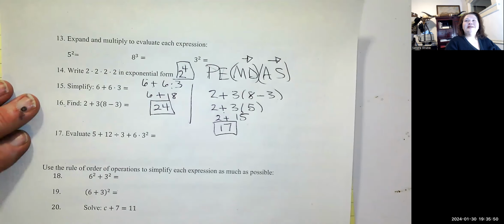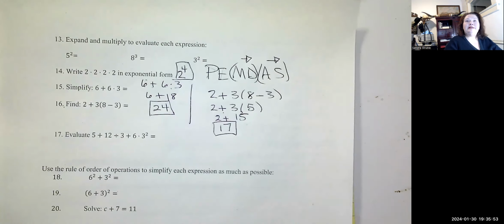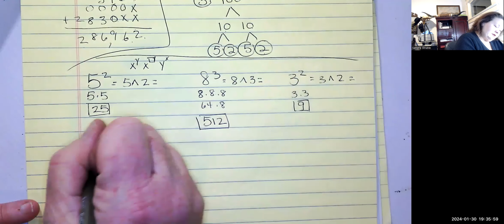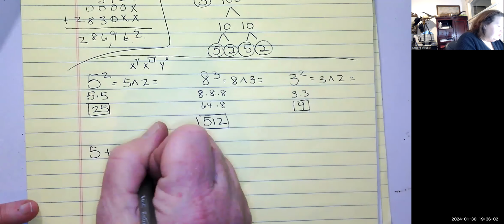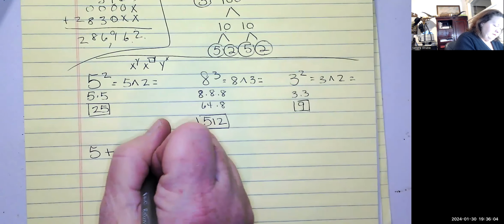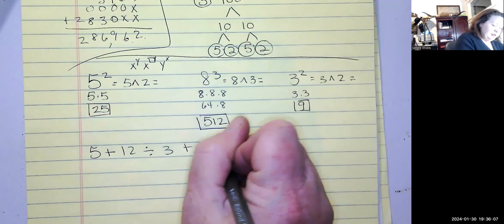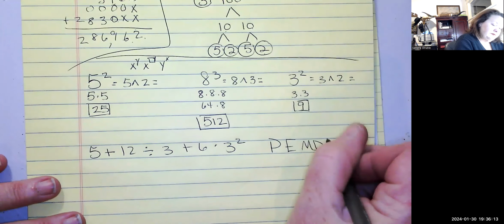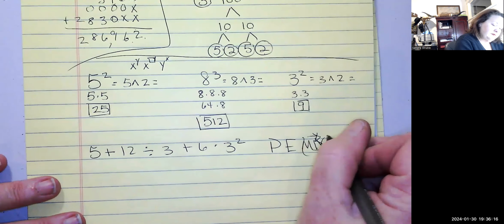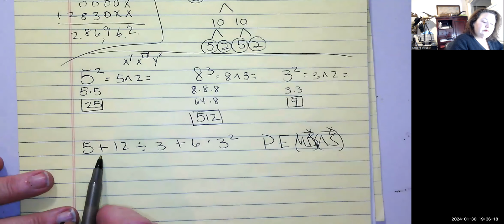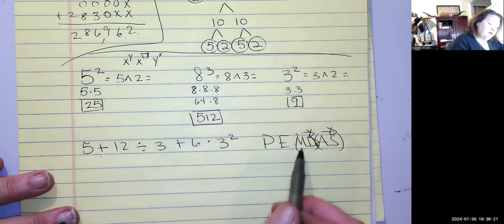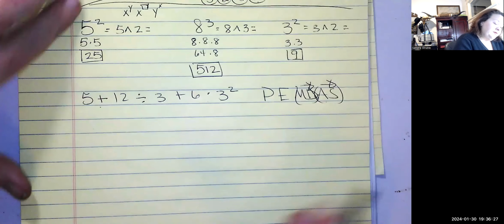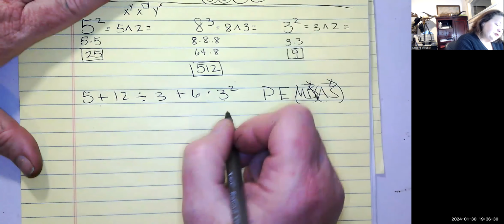The next one I'm going to rewrite on my paper because I want to give it some space to work with. So this is 5 plus 12 divided by 3 plus 6 times 3 squared. Again, PEMDAS. We've got addition, division, addition, multiplication, exponents. So exponents are first, period. We have no parentheses. So 3 squared is going to be 9.